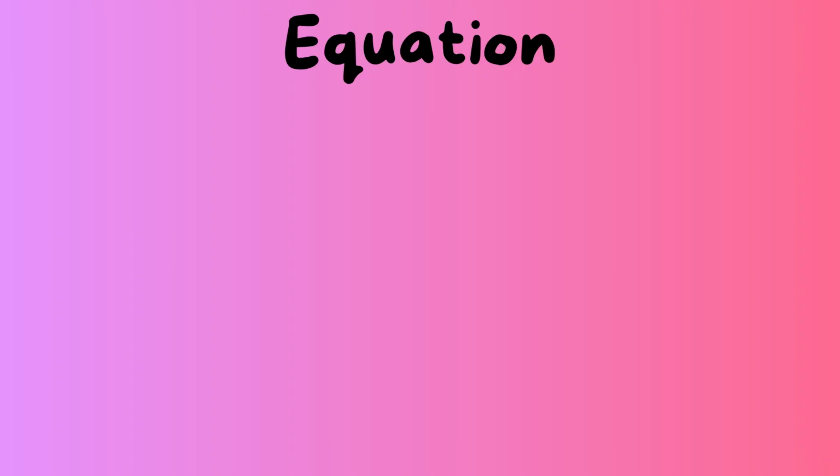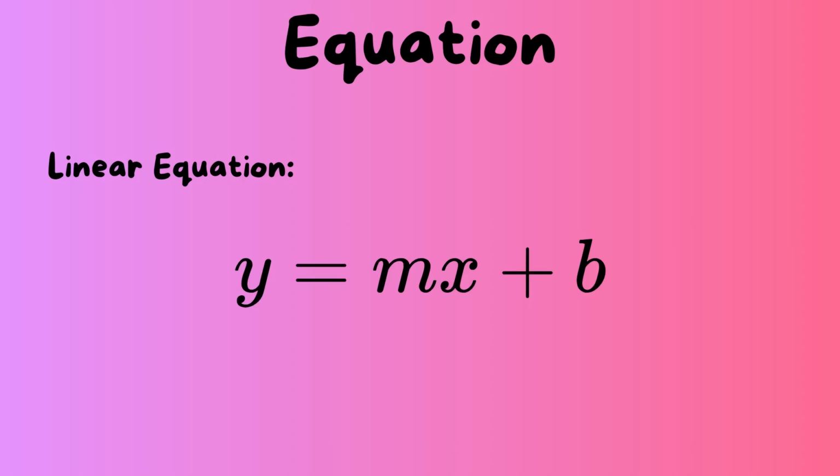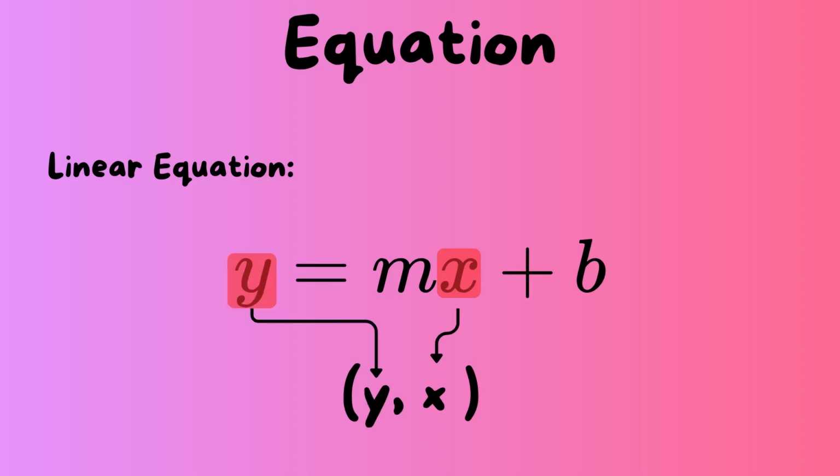Every function has a general equation. For linear functions, that equation is y = mx + b. The input of this function is x, which represents the x coordinate of a point. The output is y, which represents the y coordinate of that same point. So, whenever a point is on the line, its coordinates must satisfy the equation.